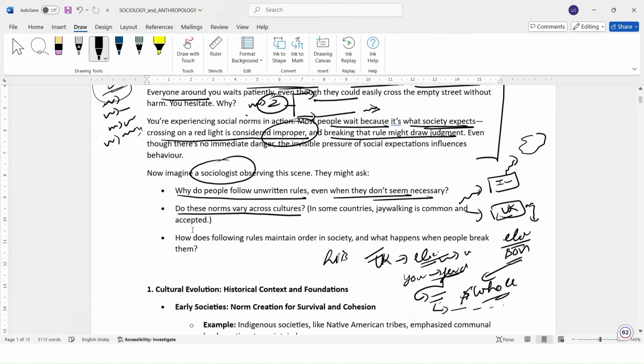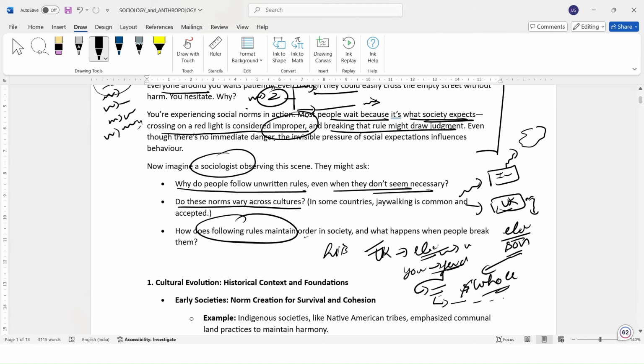Okay, so how does following rules maintain social order? What happens when people break the rules? If you remember, last class we studied about the social contract.